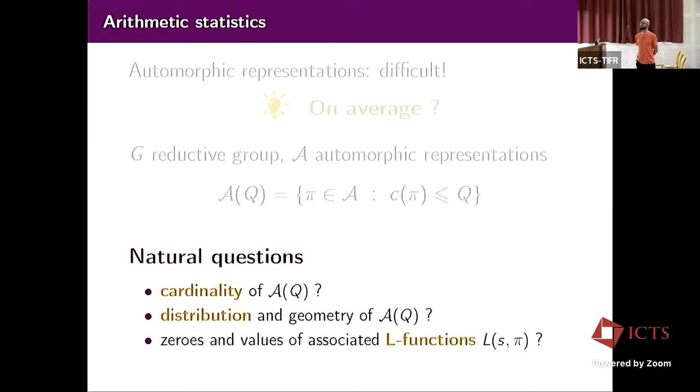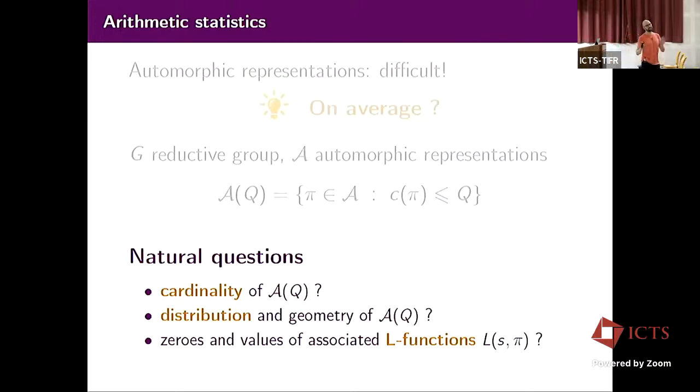And then we can wonder about all the classical questions we have in statistics about a finite set. What's its cardinality? There's a question of giving Weyl laws. What's the distribution more precisely? Does it equidistribute with respect to a certain measure? And the same question for associated objects.